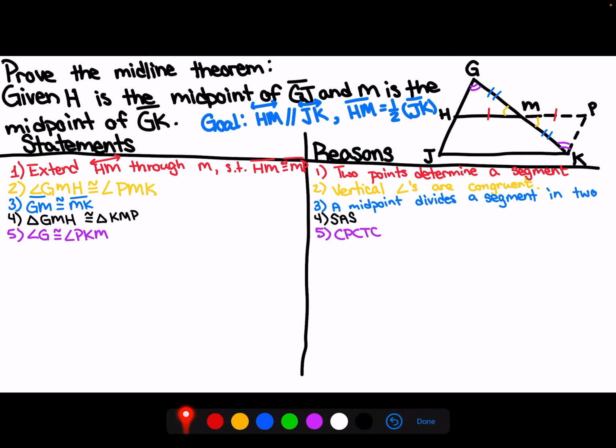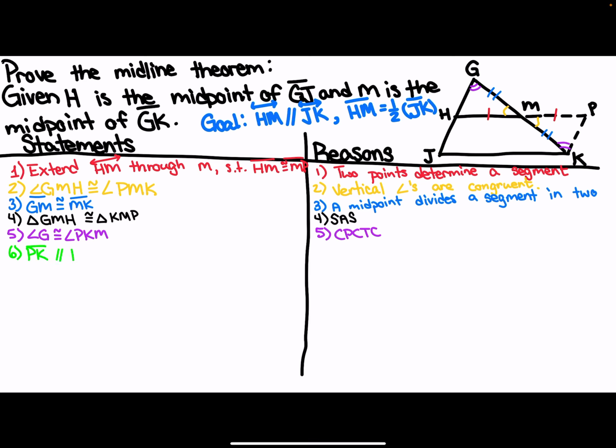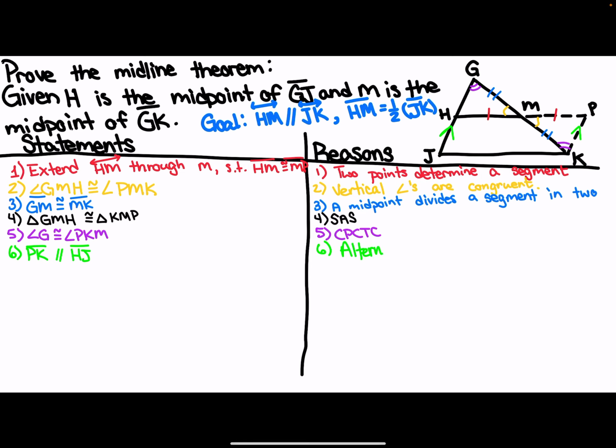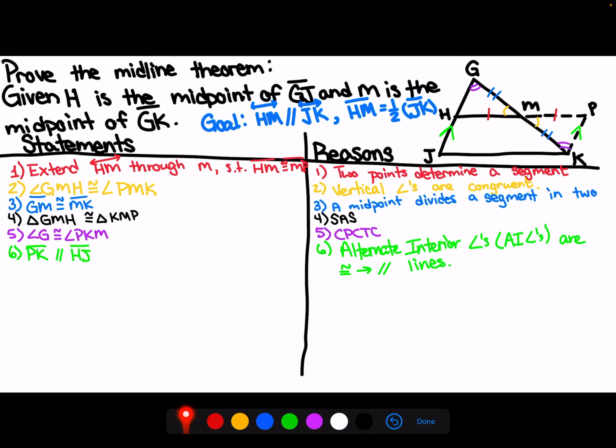Now, if I look at this, GK is now a transversal line. These two angles are congruent and GK is a transversal, and I'm focusing on line GJ and line PK. Well, line GJ will be parallel to line PK, and the reason is because we have alternate interior angles. And if the alternate interior angles are congruent, that would imply that we have parallel lines. So now we know that these two lines will be parallel because alternate interior angles are congruent.